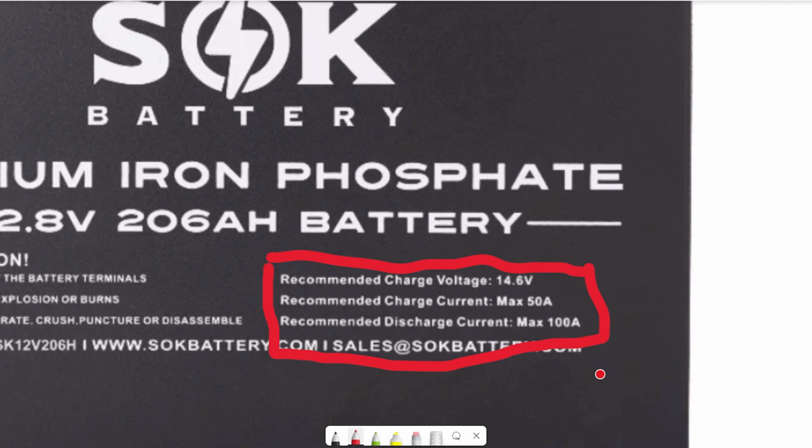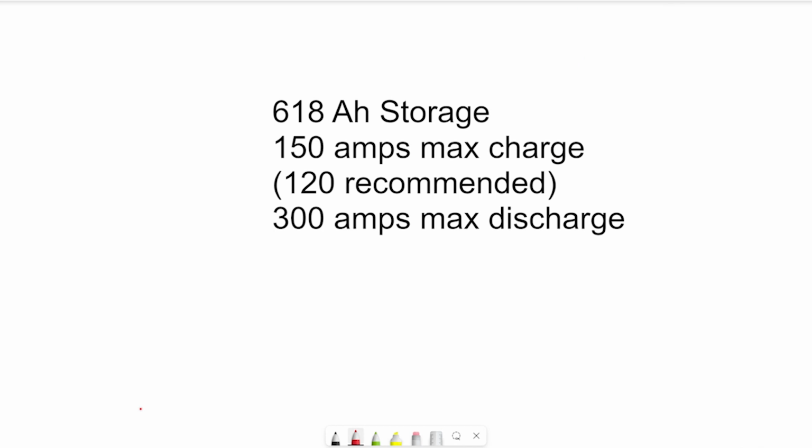To make this specific, let's use some SOK 206 amp hour batteries. These have a recommended charge current of 40 amps or a maximum of 50 amps, and a maximum recommended discharge of 100 amps. Now, when you string a couple of batteries together, these capabilities get added together in parallel, just like the storage capacity. So, for example, if you have three of these SOK batteries, you'd end up with 618 amp hours of storage with a maximum charge rate of 150 amps, a recommended charge rate of 120 amps, and a maximum discharge rate of 300 amps.